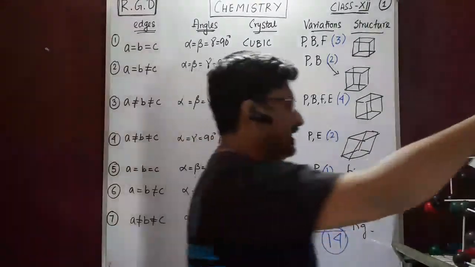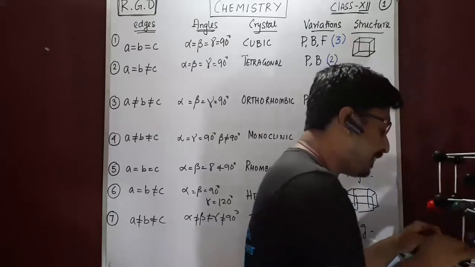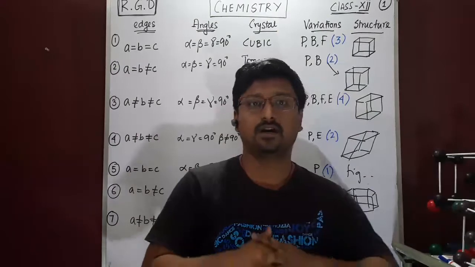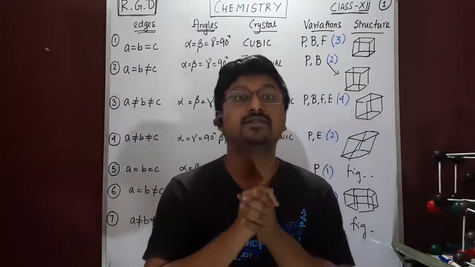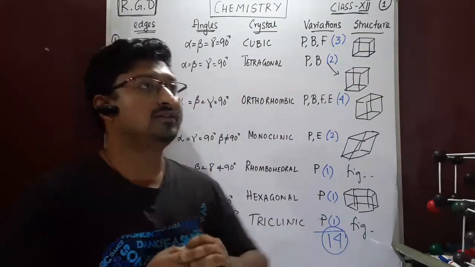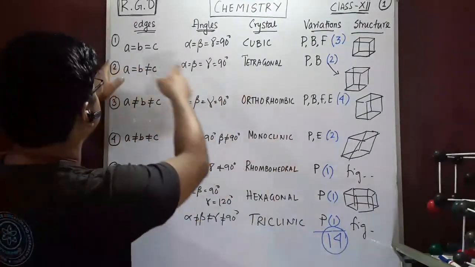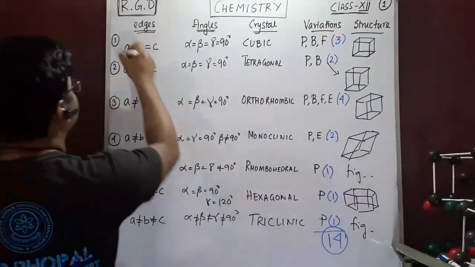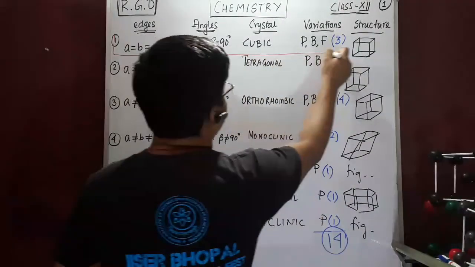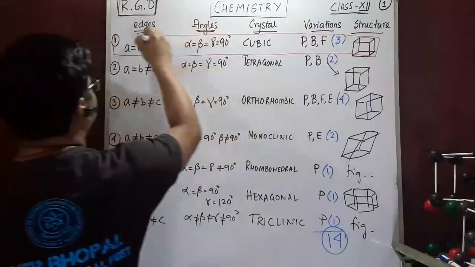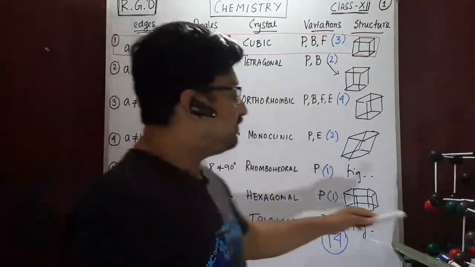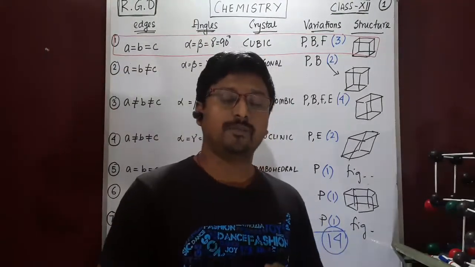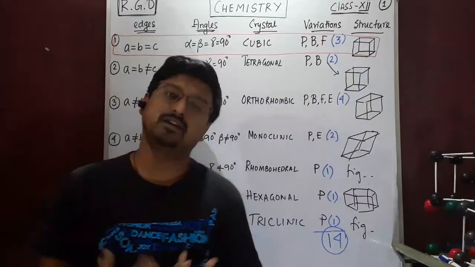Okay, so that's all for this lecture. The next topics I will cover in the next lecture: we will talk about the different cubic systems. Then we will talk about the voids, different structures, and the packing of the crystal structures. Then we will move on to the next topics onwards.